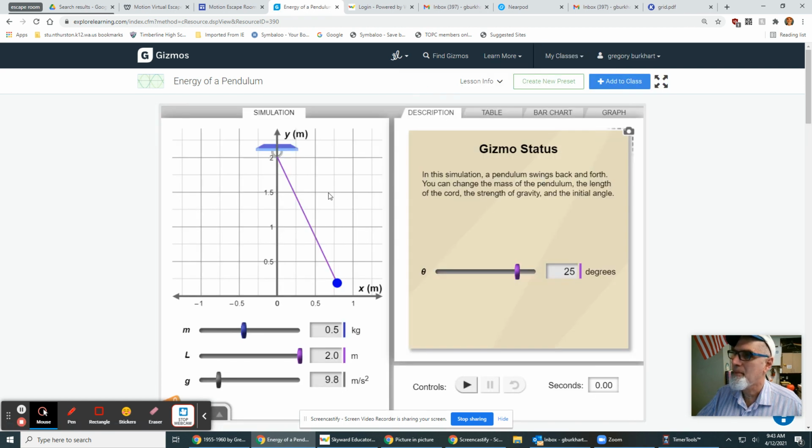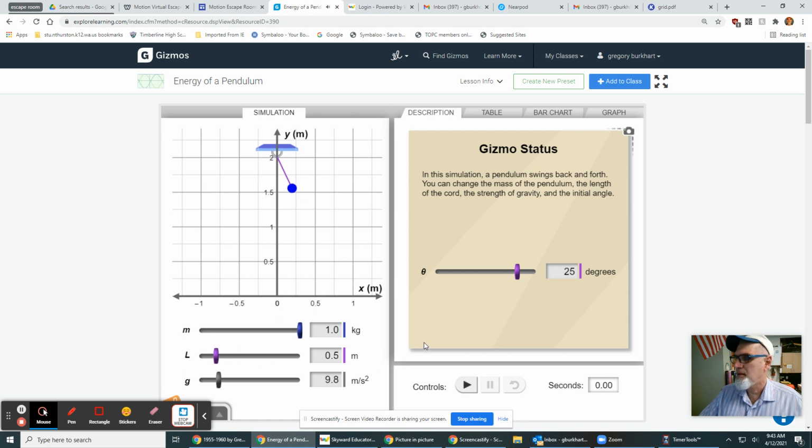All right, so the other thing I want to talk about is, let's say we have a bobber here. So we've been playing with this gizmo for a couple of weeks now. Let's say that its mass is 1, and let's change the length. Let's say the length is 0.5.